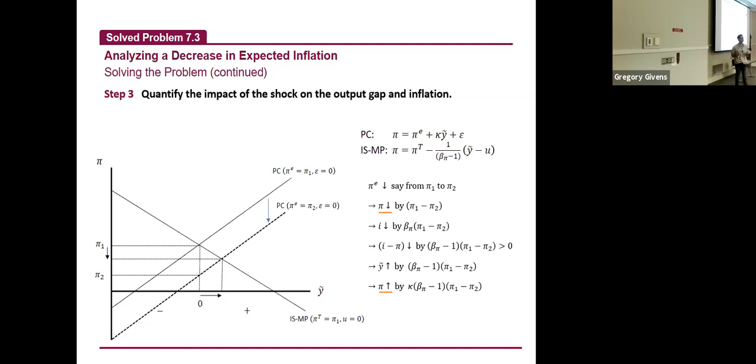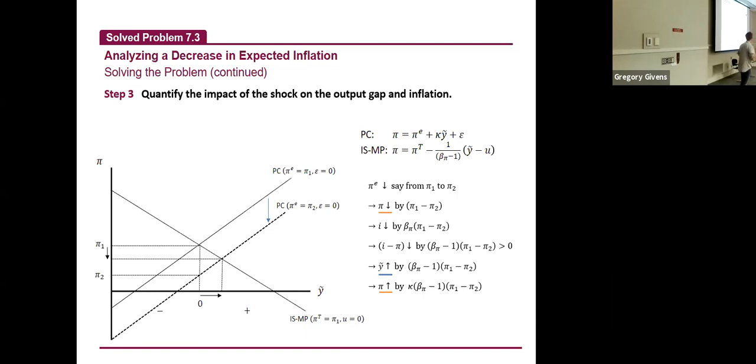The central bank is at least partially stabilizing the economy in response to this shock to expected inflation. And because it lowers the real interest rate to do that, it boosts the output gap somewhat. Further illustrating this trade-off between inflation and output gap stability, right?